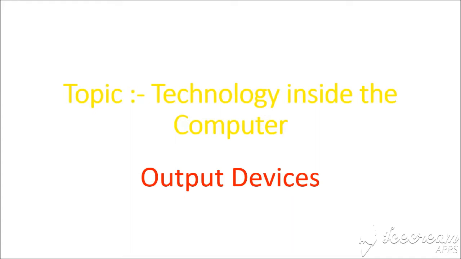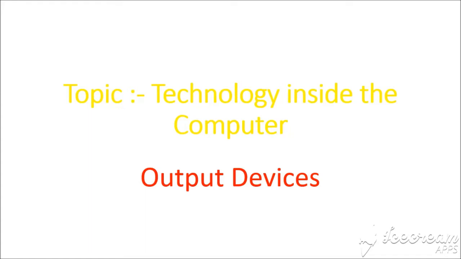In the last video we saw the input devices. In this video we will discuss the output devices. Basically, a computer has two parts: hardware and software. Hardware is again divided into two parts, input and output. Now in this video we will look at the output devices.